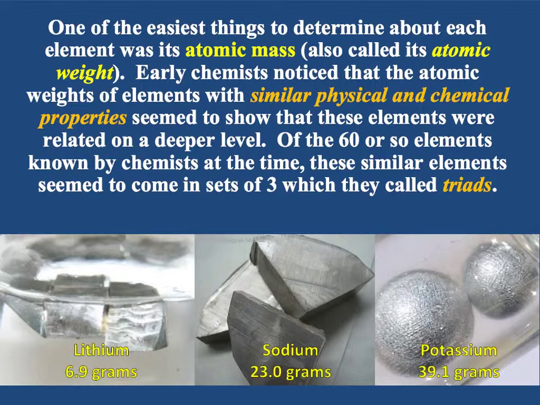At the time, chemists only knew of about 60 elements or so. But they noticed that the similar elements seem to come in sets of three, which we call triads. So groups of three similar elements are called triads.